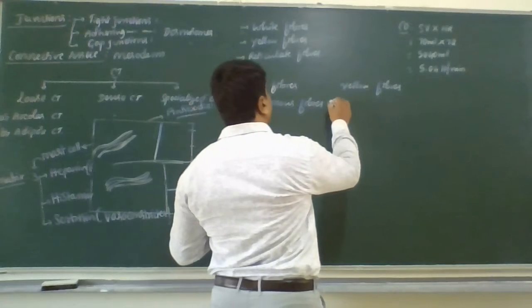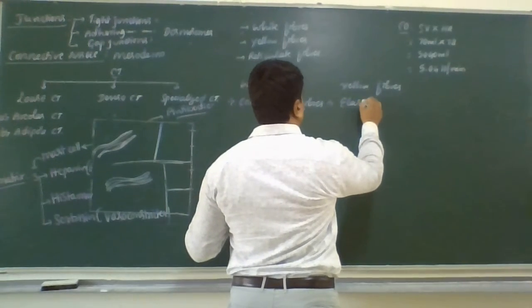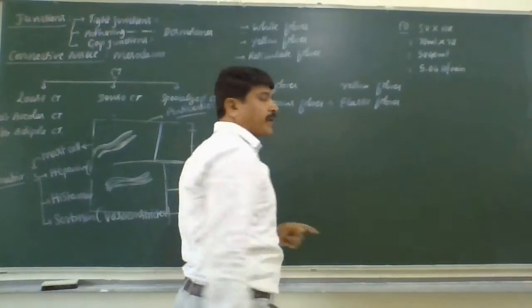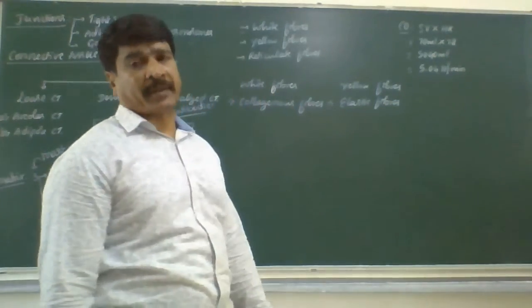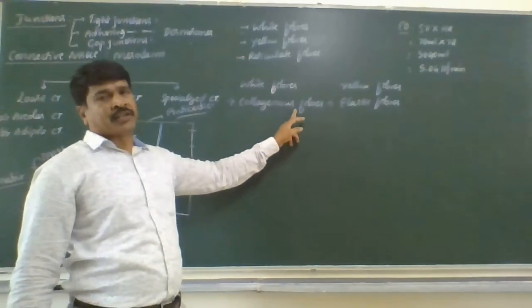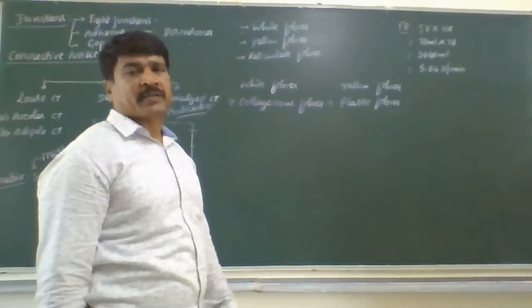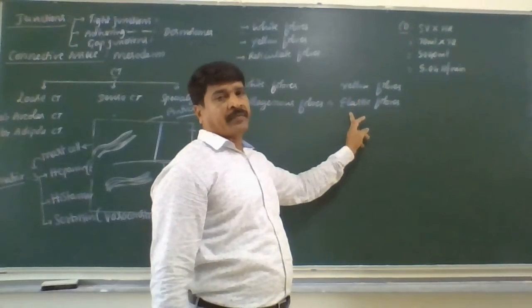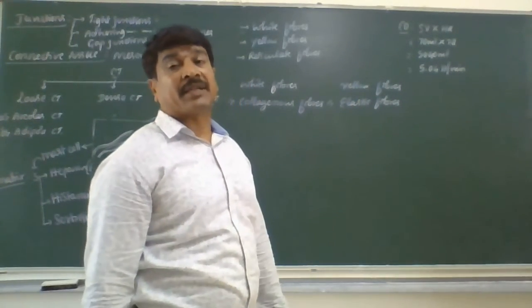Yellow fibers contain a protein called elastin. Hence, they are also called elastic fibers. White fibers contain a protein called collagen, hence they are also called collagenous fibers. Yellow fibers contain elastin, hence they are also called elastic fibers.